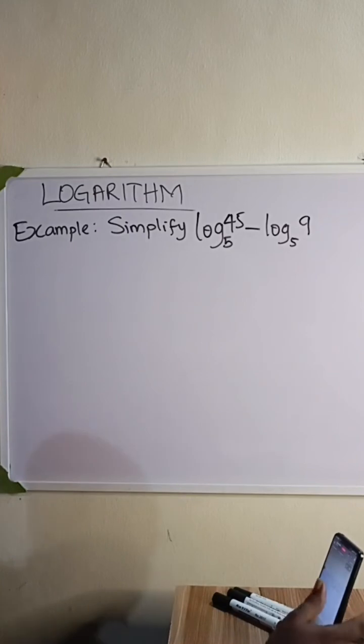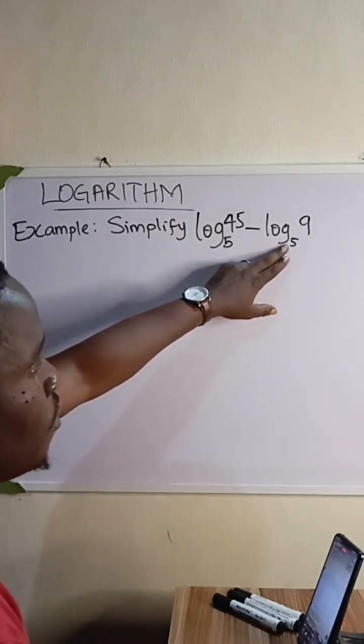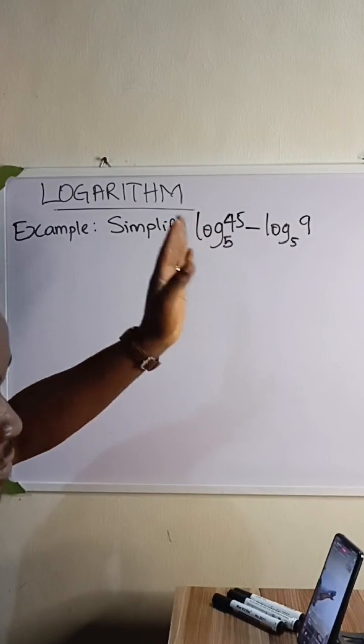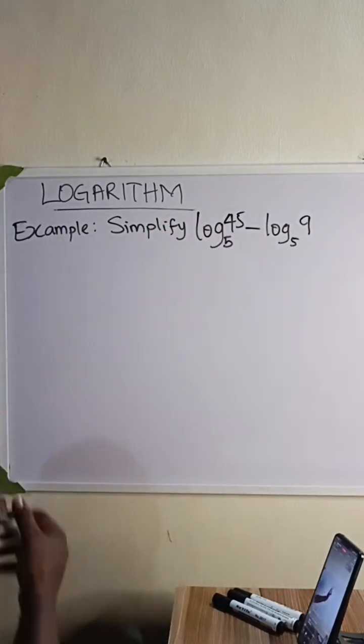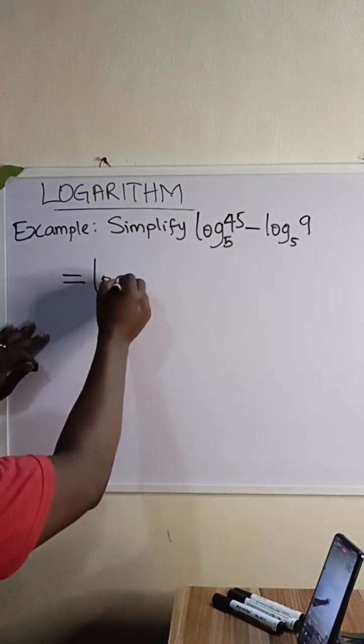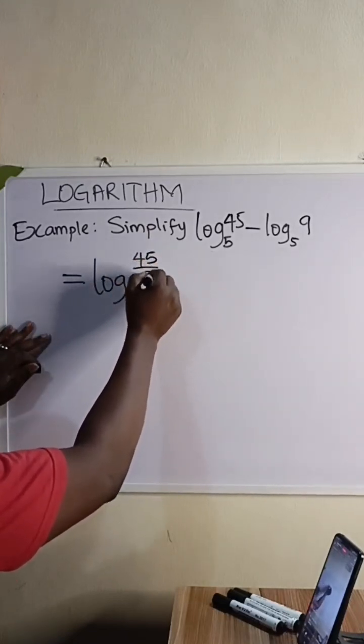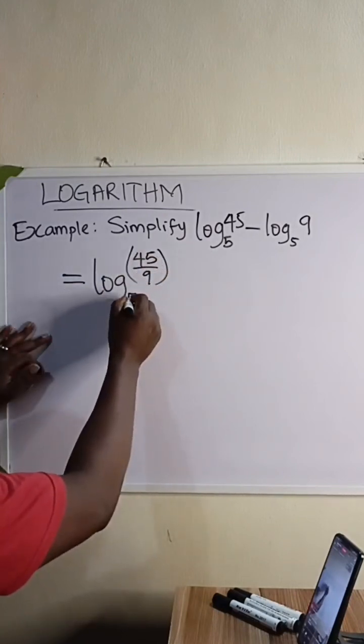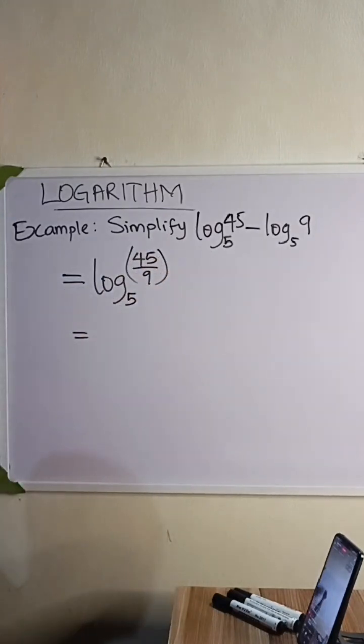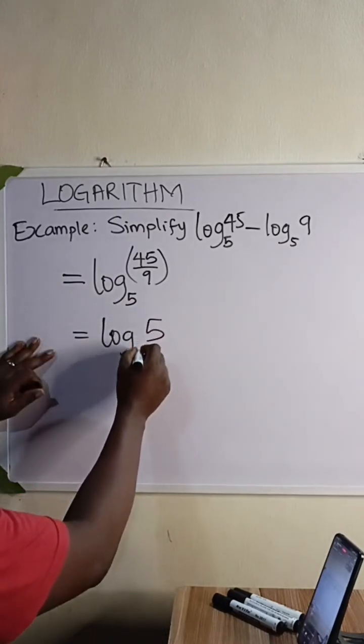Does anyone know? The first law? The first law is the law of addition. Do we apply the first law here? The second law. The second law is the law of subtraction. Okay. So in that law, we are told that when you are subtracting one logarithm from another logarithm, then you divide the first ordinary number by the second. So this will be log 45 over 9 base 5. So what's 45 divided by 9? 5. So now we have log 5 base 5.